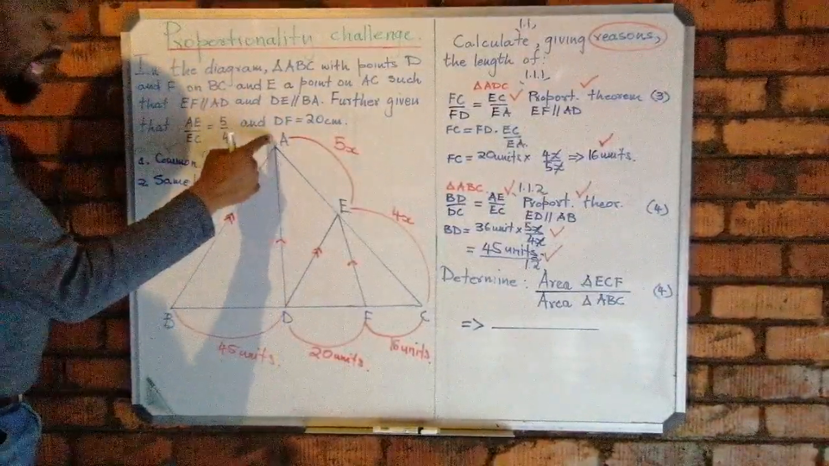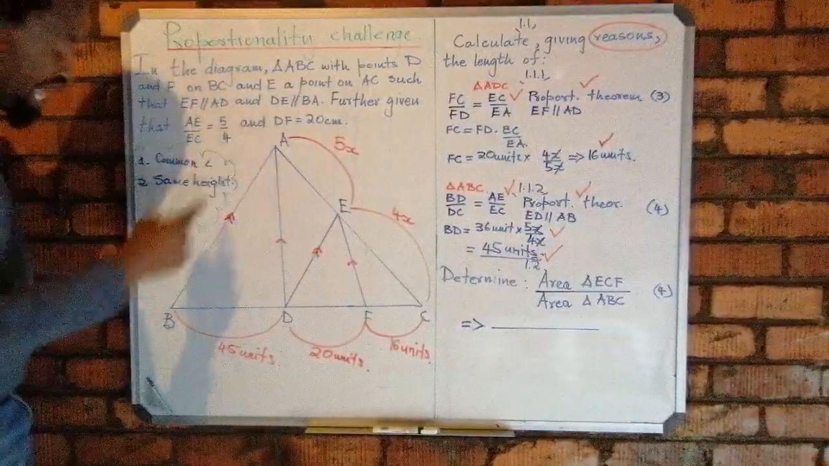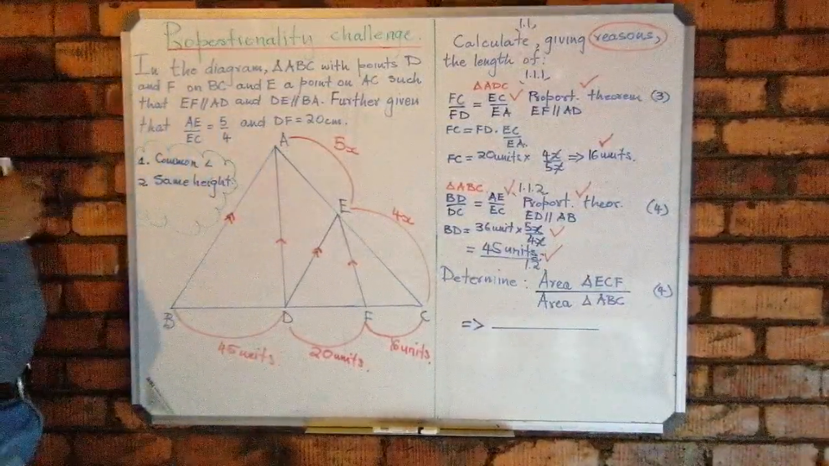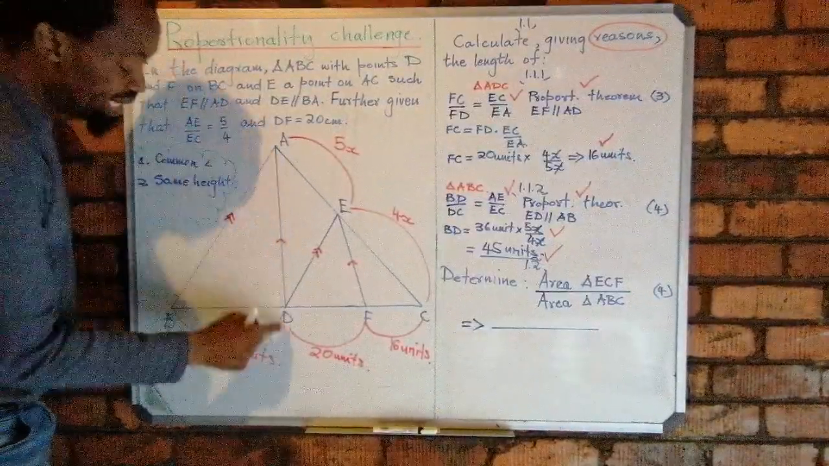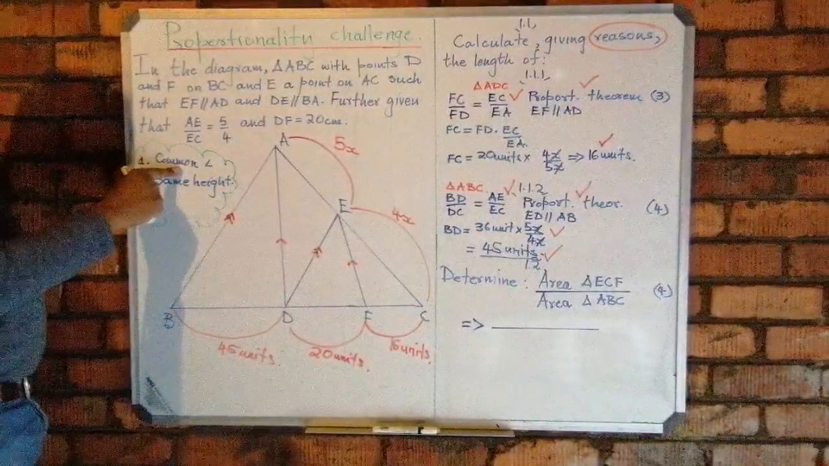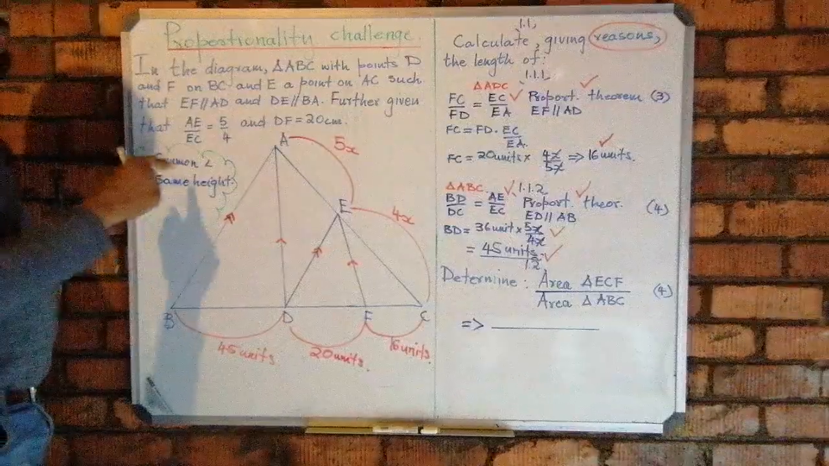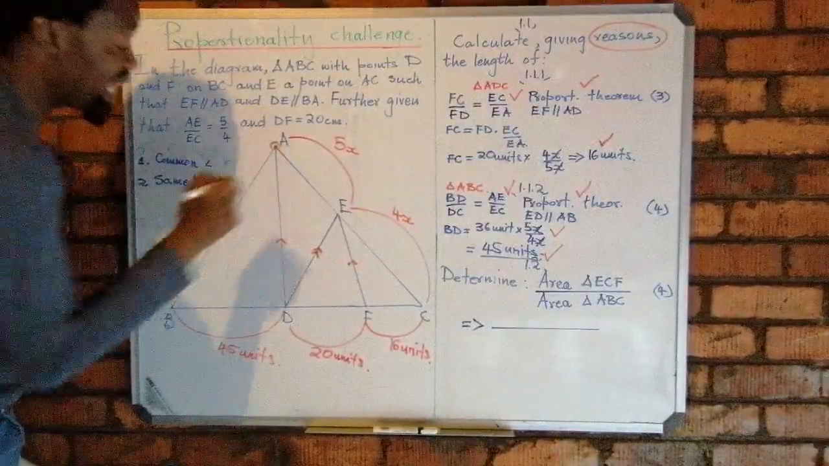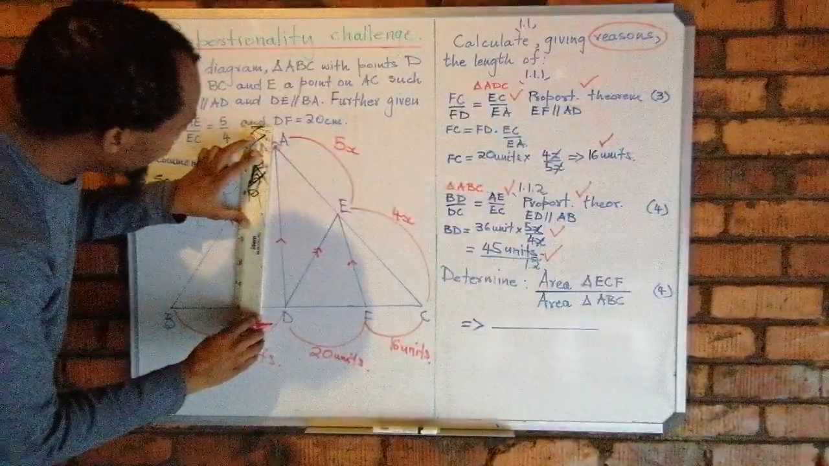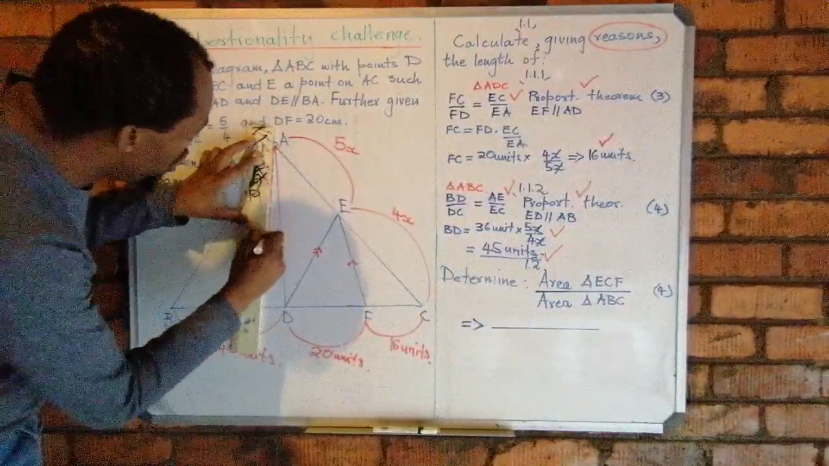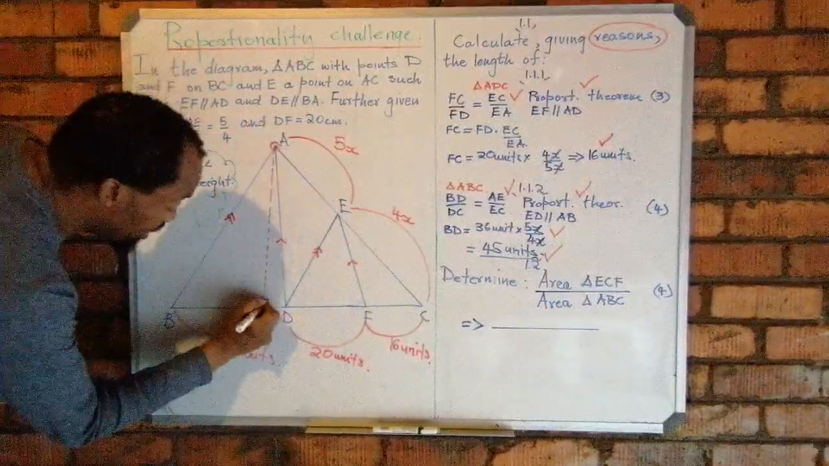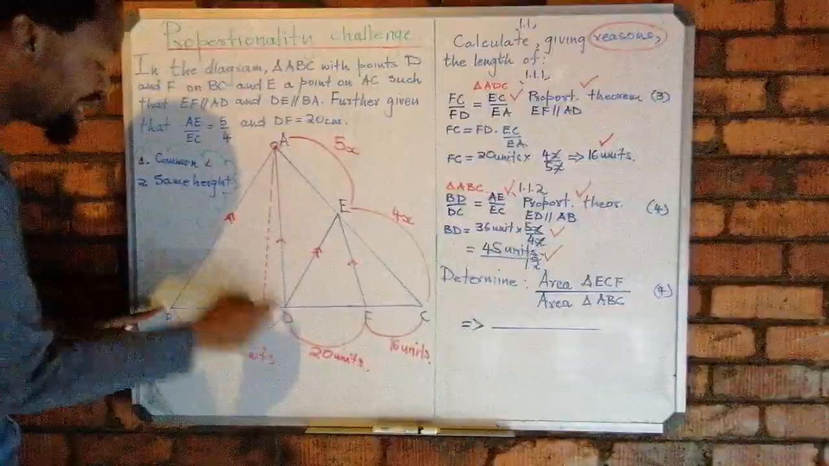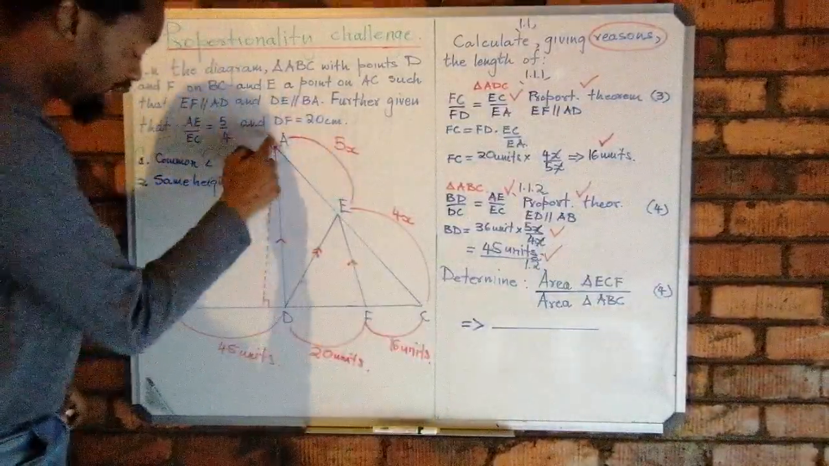I said triangle AB, let's say triangle ABD to avoid this one. Triangle ABD divided by the area of triangle ADC. Now, can you see that you don't have an angle which is common to both triangles, but there's a common vertex there, meaning that I can measure the height of these two triangles from that point and say the base would either be this one for triangle ABD or the base would be DC for triangle ADC.